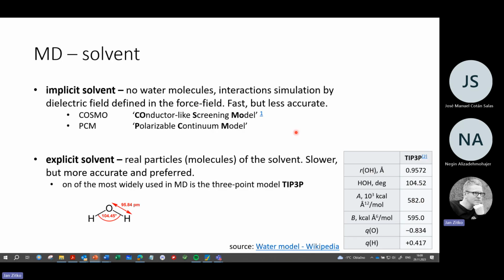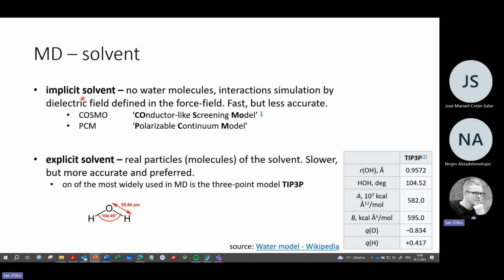Okay, so this was a talk about the boundaries. Now let's talk a little bit about the solvent, how we can simulate the solvent. This is quite similar to how we can simulate solvent in normal force field minimizations, molecular mechanics, and so on. So two basic possibilities: either you can have implicit solvent or explicit solvent.